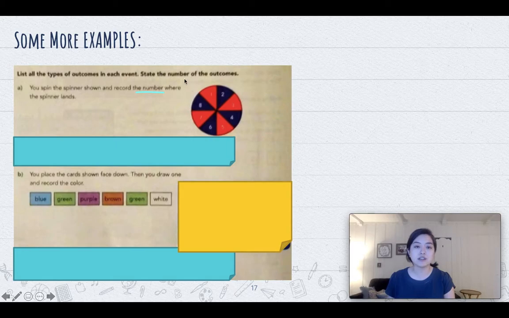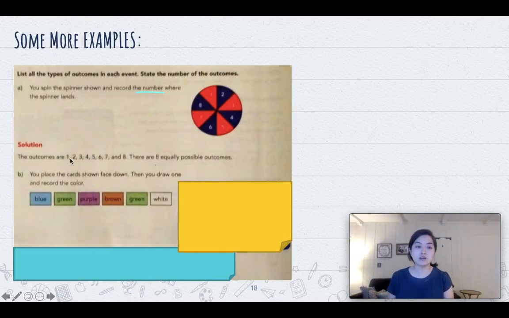So let's look here. Here's a spinner, and the spinner has these numbers 1, 2, 3, 4, 5, 6, 7, 8, and the colors red and blue, red and blue, red and blue, red and blue. Now part A says you spin the spinner shown and record the number where the spinner lands. So it's only talking about the number. It's not talking about the color. So the outcomes are 1, 2, 3, 4, 5, 6, 7, and 8. And there are 8 equally possible outcomes because there's 8 numbers.